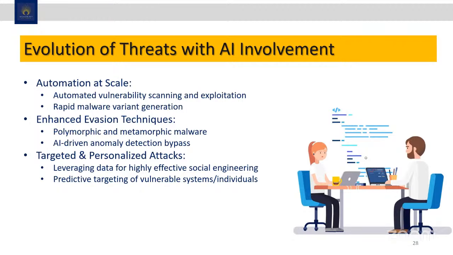Now we have the evolution of threats with AI involvement. We have some threats that have evolved as a result of AI. And how come? We have automation at scale, enhanced evasion techniques, and targeted or personalized attacks. We all know that AI is also a catalyst for transforming these existing threats into something far more potent. AI actually casts a significant shadow.